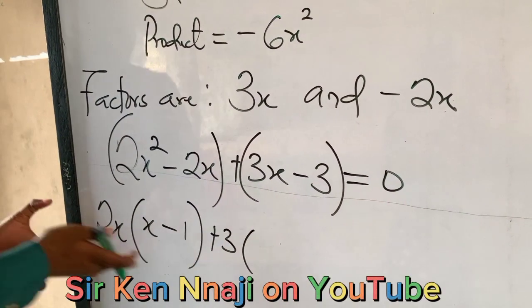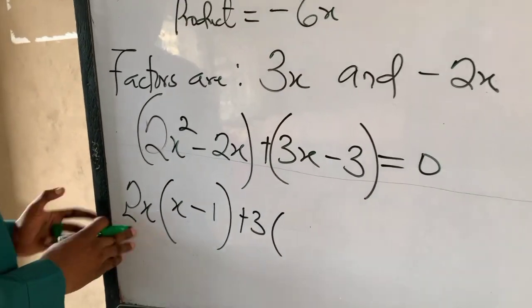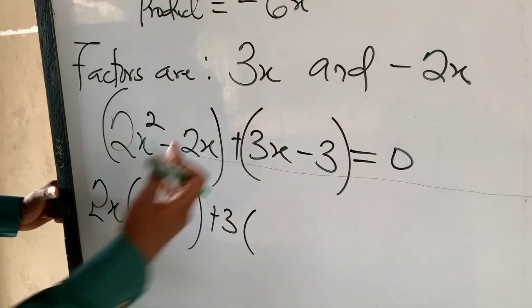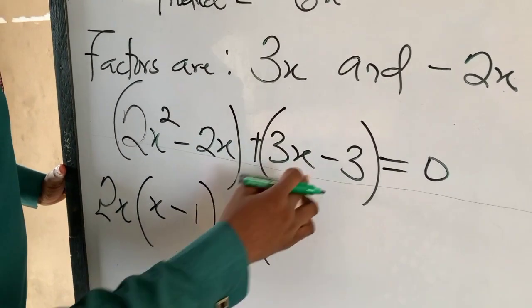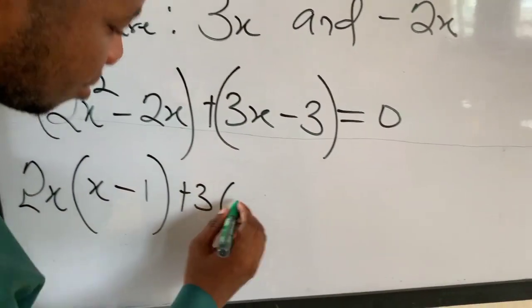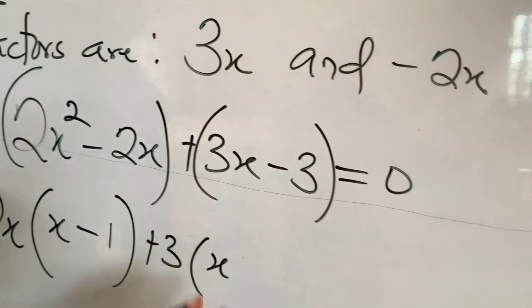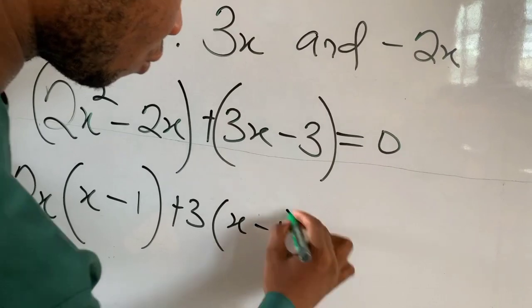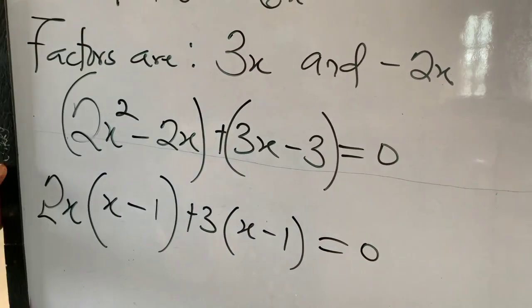Now, the same process we did here, we repeat it. You know, we use this to divide this. After that, we still use this to divide this. So the same thing, we use this 3 to divide 3x. 3 divided by 3x, to cancel 3, you are left with x minus. Now, 3 divided by 3, what will you have? 1. So it's equals to 0.